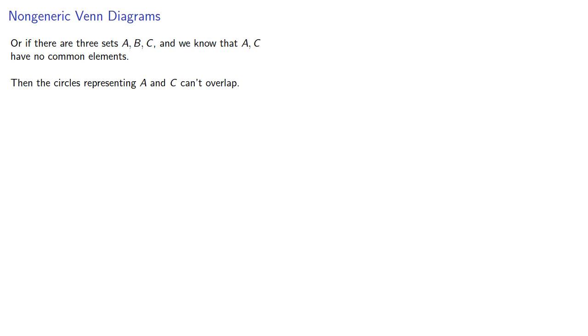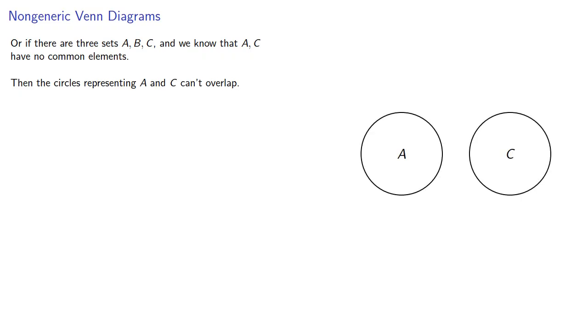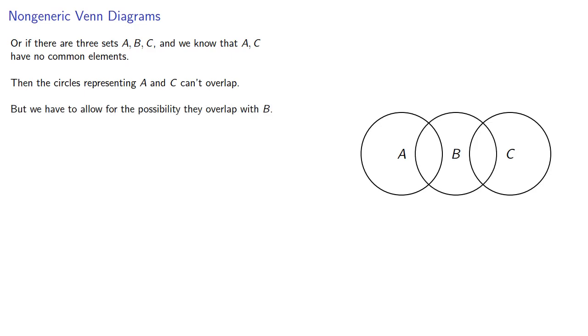Or if there's three sets A, B, and C, and we know that A and C have no common elements, then the circles representing A and C can't overlap. But we do have to allow for the possibility they overlap with B. And so our third set, B, should be drawn something like this.